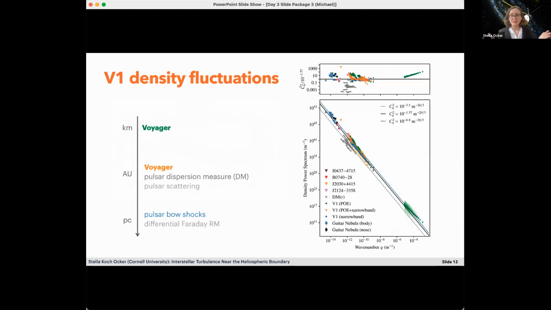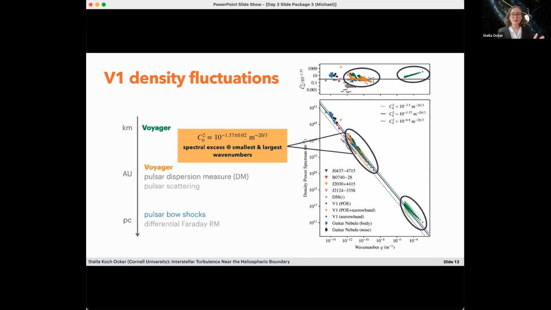Using these density time series, we can constrain the density fluctuation power spectrum for Voyager from spatial scales of kilometers to tens of AU. The density fluctuation spectrum that we infer both using Voyager and complementary observations of pulsars is shown on the right here. And next slide.